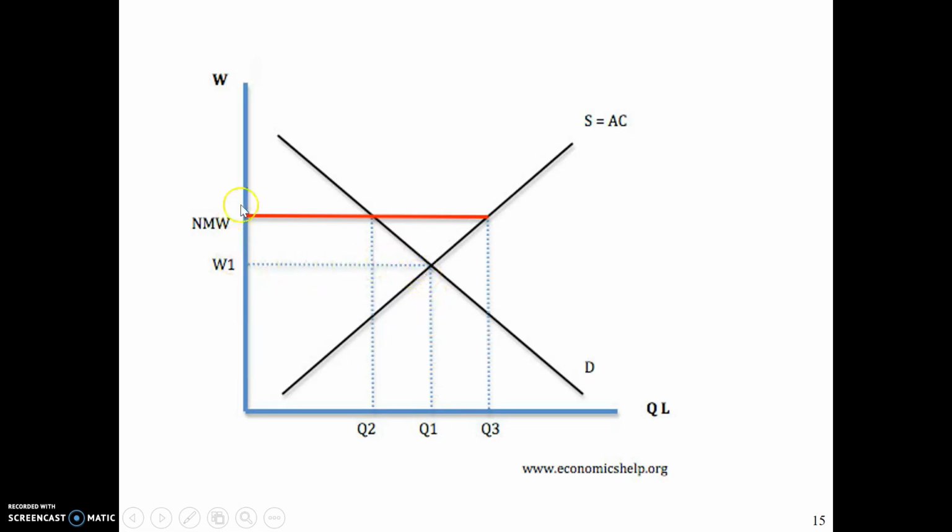With the minimum wage, we're going to have a higher wage, right? Because now by law, it's going to be binding. Nobody can have a wage that's lower. No firm can pay a wage that's lower.